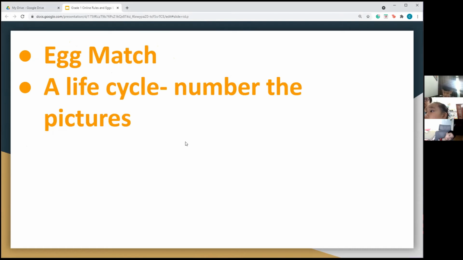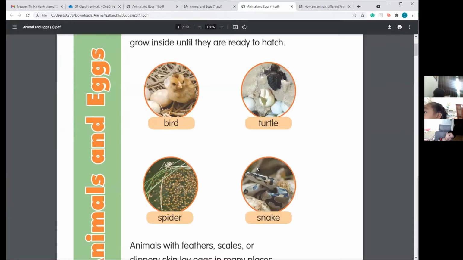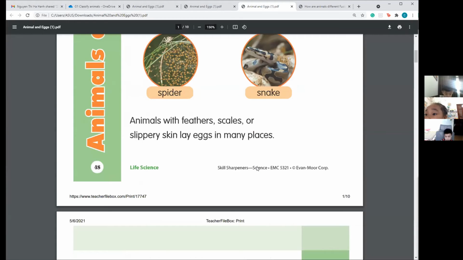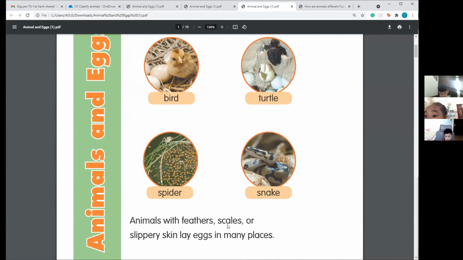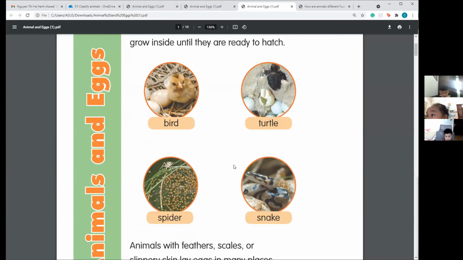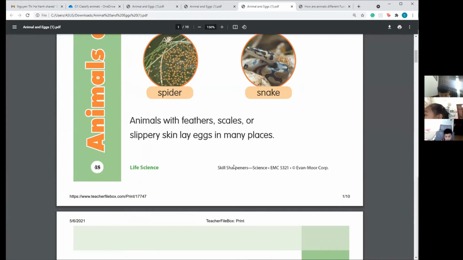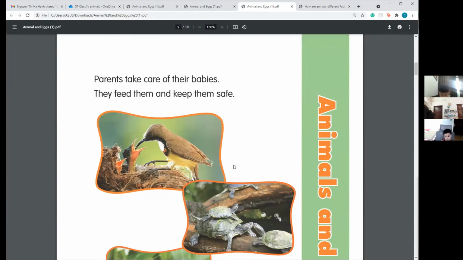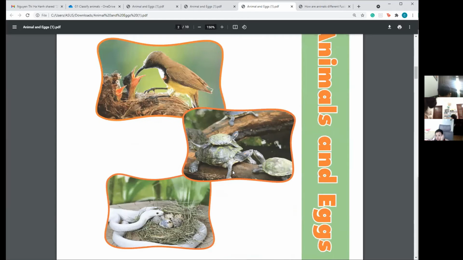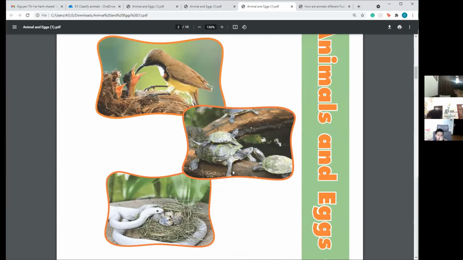Now let's do a few games. I'm going to get out your book, but you guys don't need to. We're going to play a few games. So here's our new share. Remember, we have bird, turtle, spider, snakes. These are all things that lay eggs. You can see the baby bird being fed by the mother. You can see the turtles.